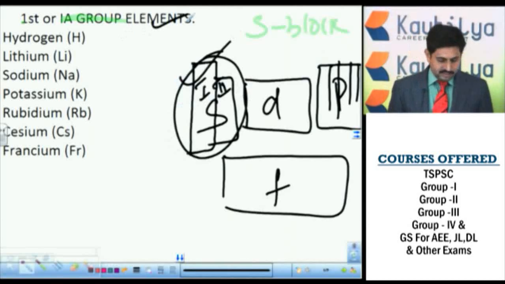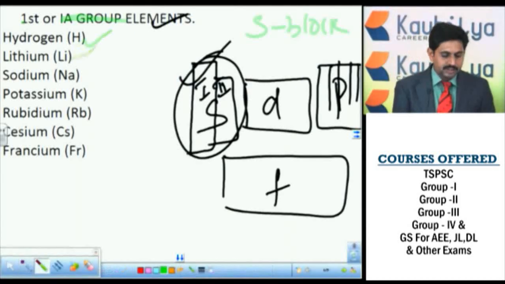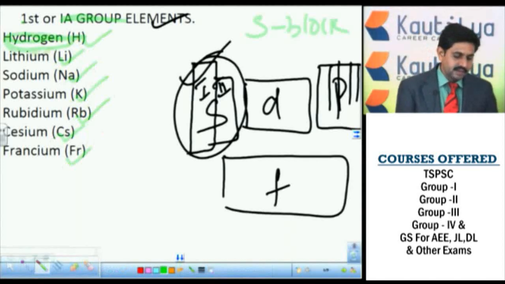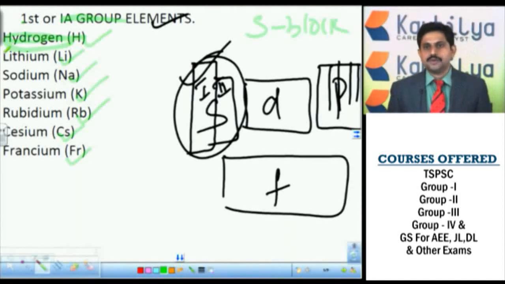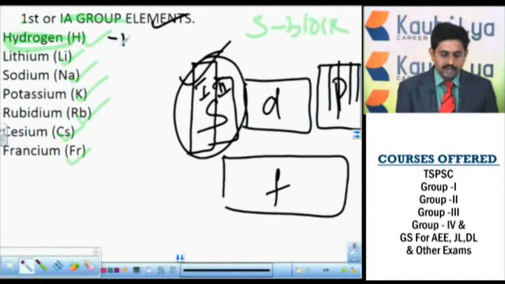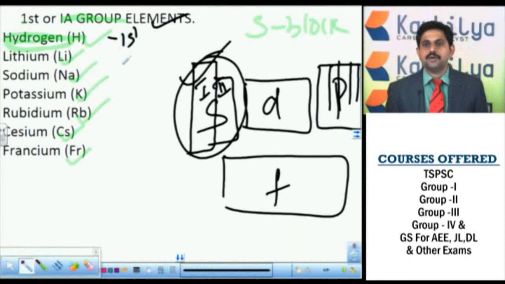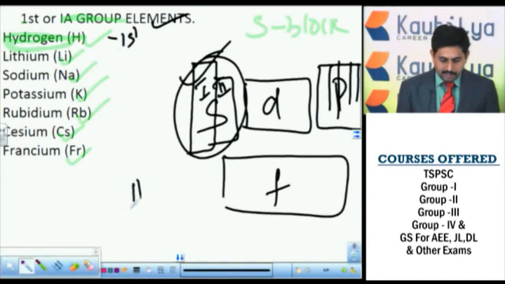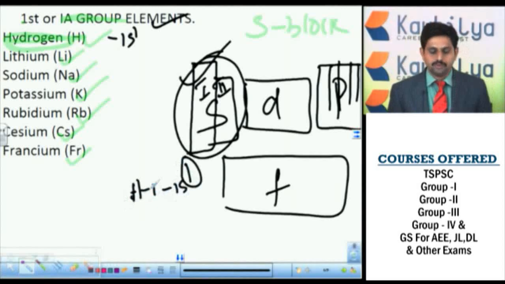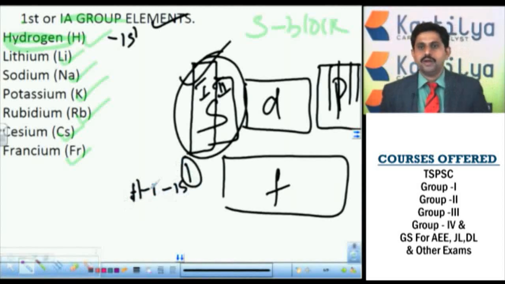In these elements, we are considering hydrogen, lithium, sodium, potassium, rubidium, cesium, and francium. One more thing you have to remember: hydrogen is not considered a first group element, but we are considering it here because it has one electron in the outermost orbit. The hydrogen atomic number is 1 and its electronic configuration is 1s1, so it has one electron in the outermost orbit. So we have considered it because of the same electronic configuration.